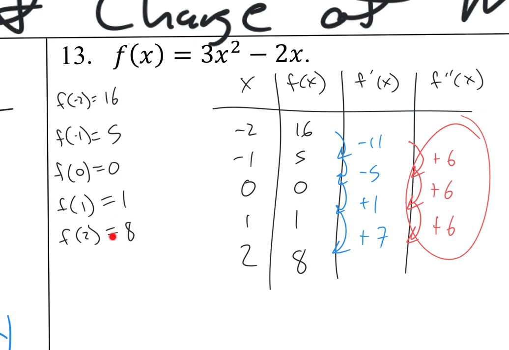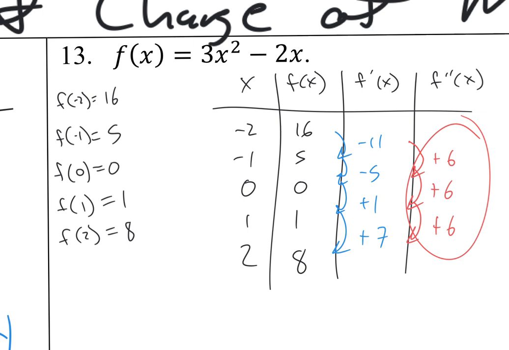Okay, so I went through and plugged in all these values. Pretty sure you're able to do that. And for each of these values, I've got 16, then 5, then 0, then 1, then 8. And then I said, okay, what's the rate of change between each of these values? Well, 16 to 5 goes down 11, then we go down 5, then we go up 1, and then we go up 7. So here's my average rate of change.